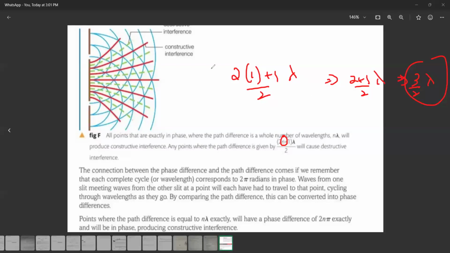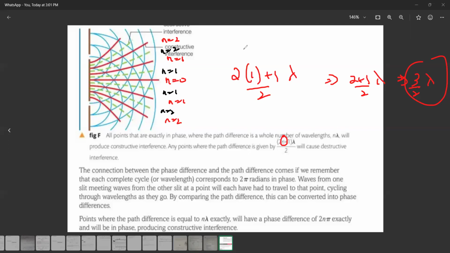Where n is the order of the image. This will be the central maxima where n is equal to 0. This is n equal to 1 for maxima, n equal to 2. And this also n equal to 1, n equal to 2. And for destructive also, this will be n equal to 1, the first destructive, n equal to 2, the second destructive. Here n equal to 1, n equal to 2 for destructive as well.